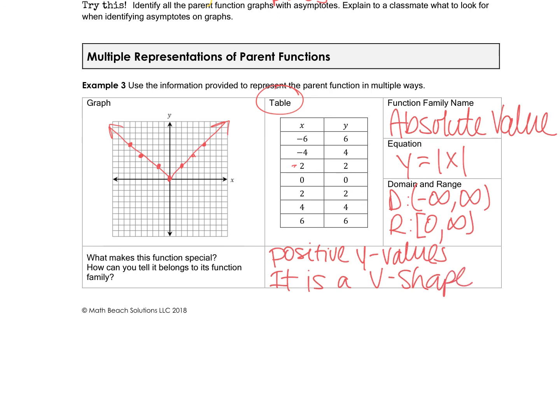Okay, so those are the different functions that we're going to be looking at in Algebra 2 this year. So if you have any questions, please ask.